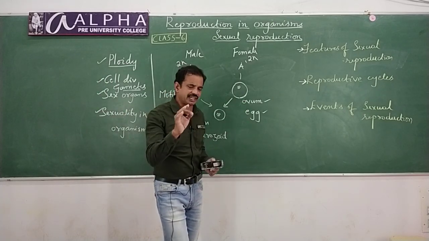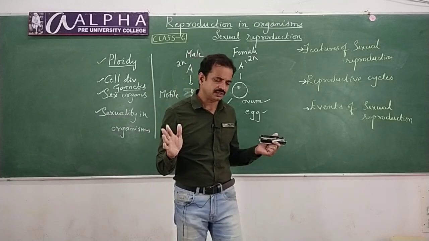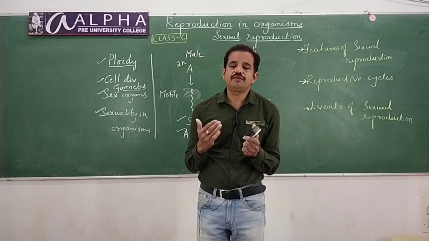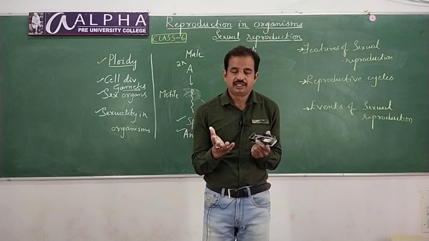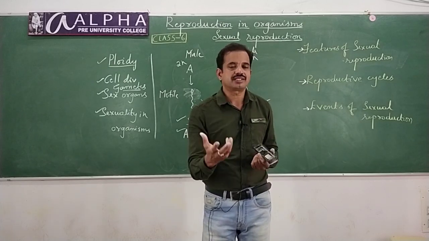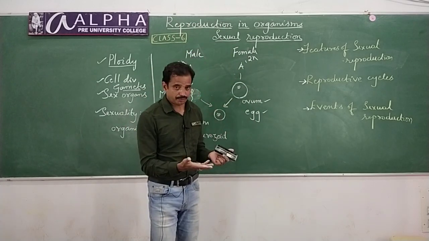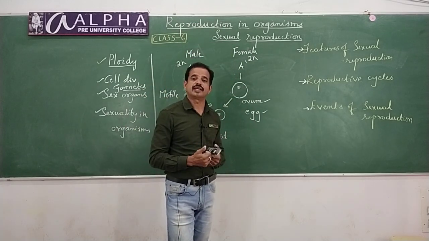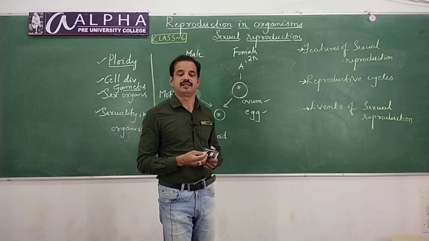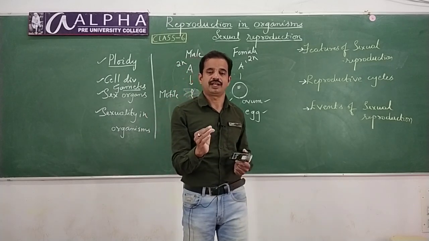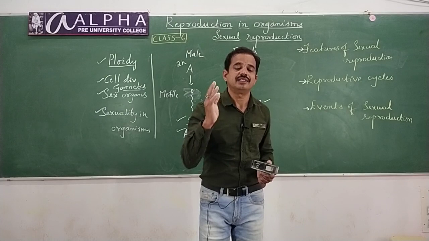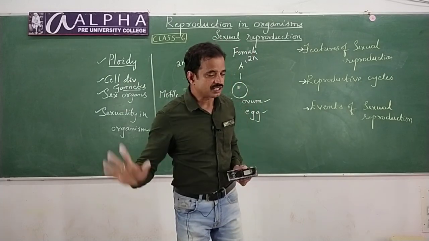One clarification here. Students, you may ask me a question like this: Sir, if an organism is haploid, if it has haploid body cells, then in what way are the gametes formed? In bryophytes and lower algae, the body cells are haploid. When body cells are haploid, the gametes are formed by the process of mitosis. This is one additional piece of information for you.